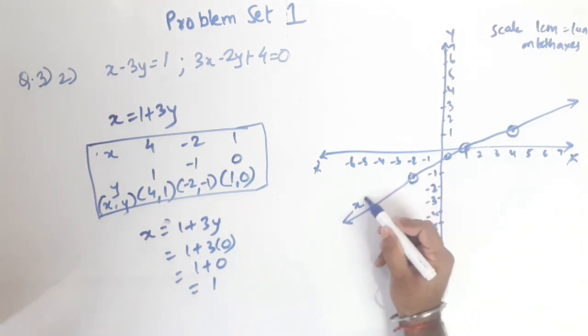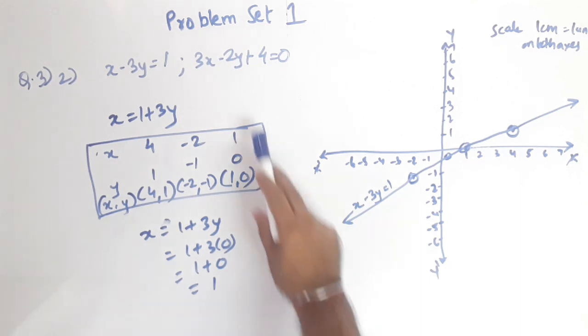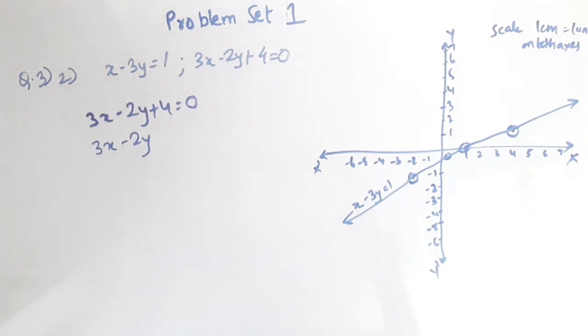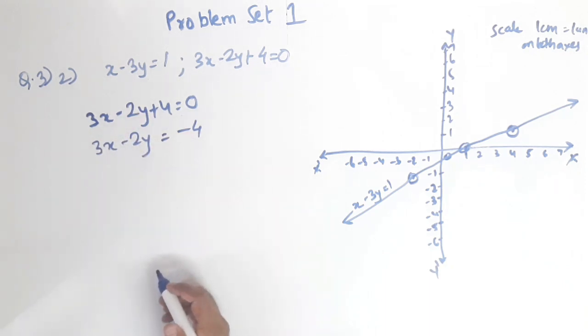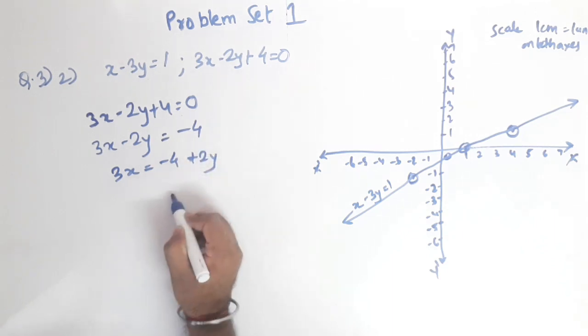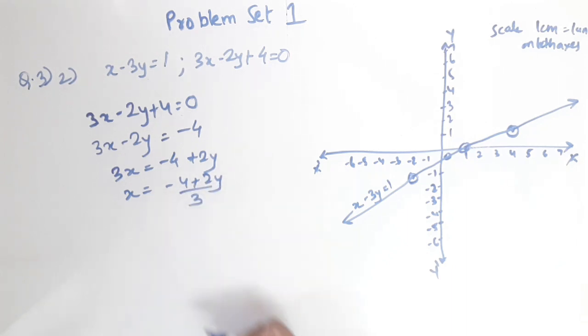And you will write x minus 3y equals to 1, the original equation of the graph. Then we'll come on to the second equation of the graph and draw its graph. So after writing the equation, I'll solve this. Minus 4 I'll send it there, also y I'll send there, and even 3 I'll send there. So 3 will become the denominator. So x is equal to -4 plus 2y upon 3.